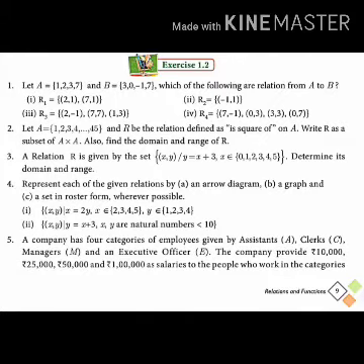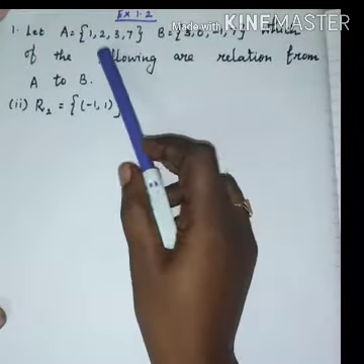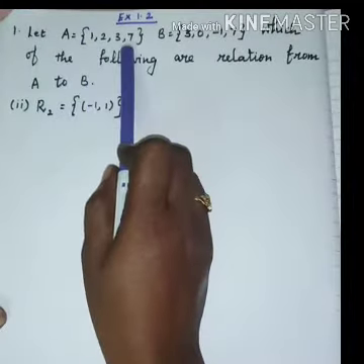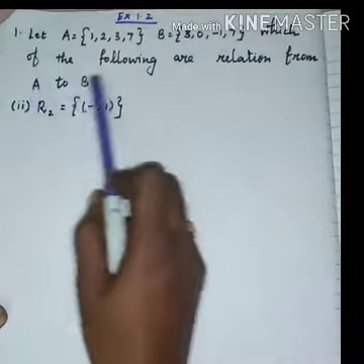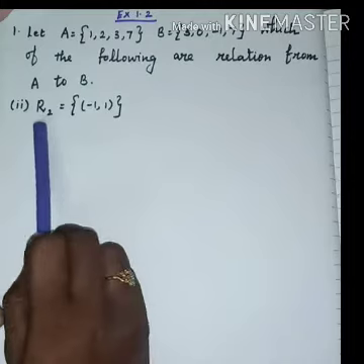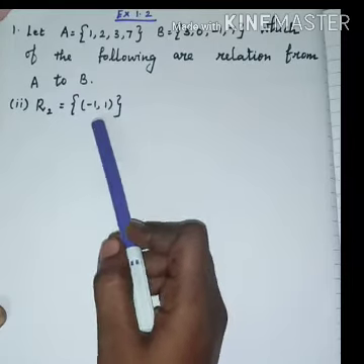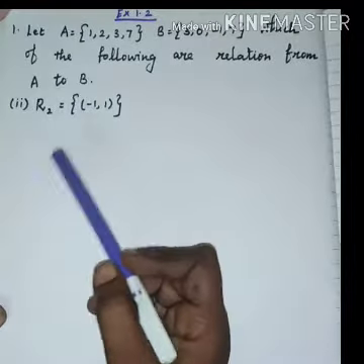Next, we are going to see exercise 1.2, first sum, second subdivision. A equal to {1, 2, 3, 7} and B is equal to {3, 0, -1, 7}. Which of the following are relations from A to B? Second subdivision is R2 is equal to {(-1, 1)}. We have to check whether this R2 is a relation from A to B or not.